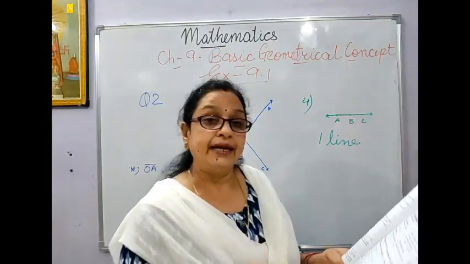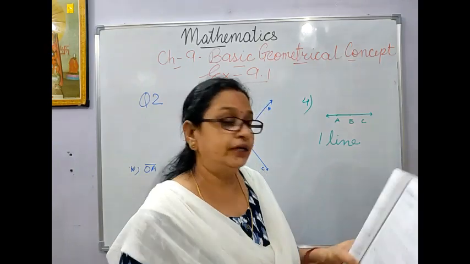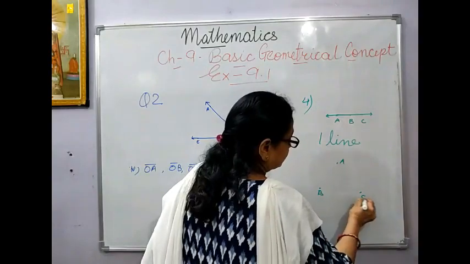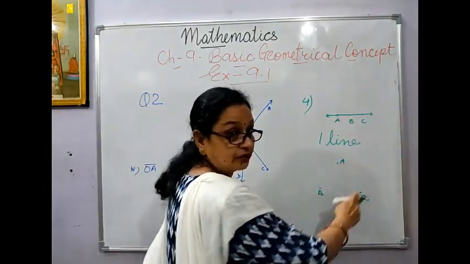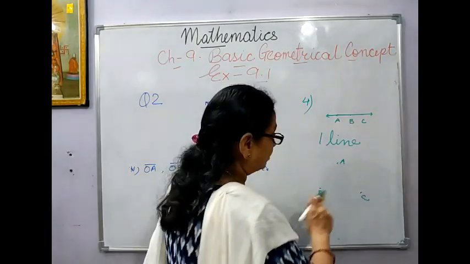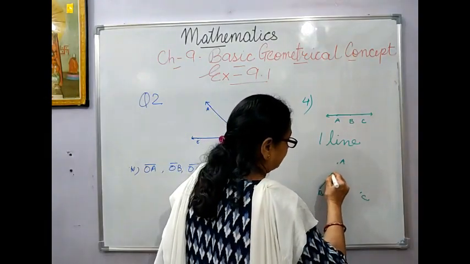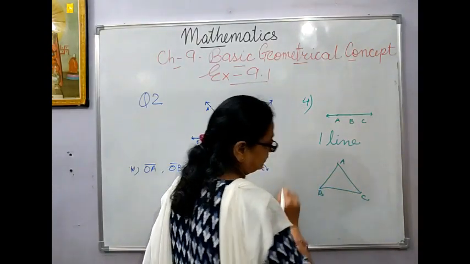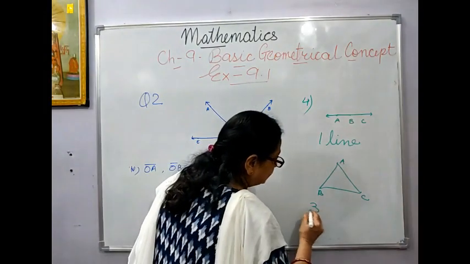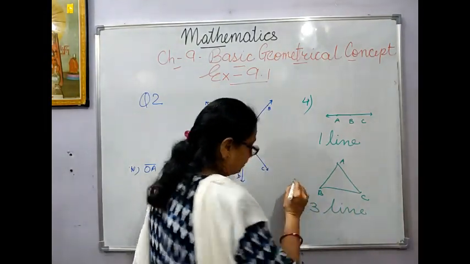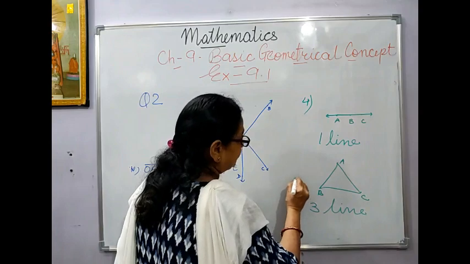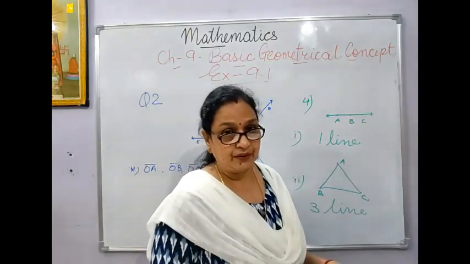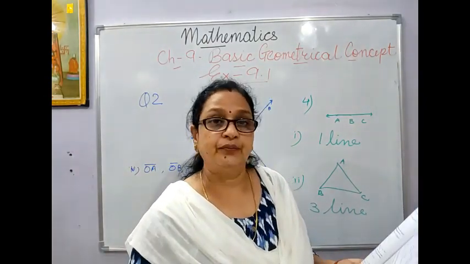Then second is A, B, C are not collinear. I have taken the 3 points. Here also I have taken the 3 points, but they were in one line. They are non-collinear. Now C. They are not in the same line. If I join them, I get this one line. This is 2 line and this is 3 line. So how many lines am I getting here? 3 lines. This is the second part now. When they are non-collinear, I am getting 3 lines. When they are collinear, we are getting 1 line. Okay. Then question number 5.